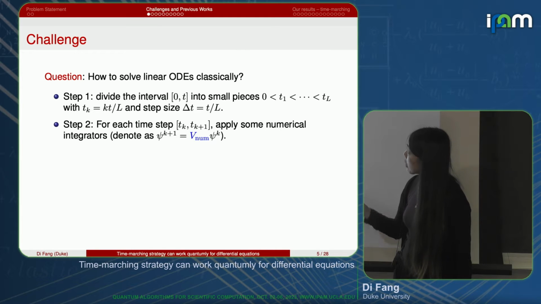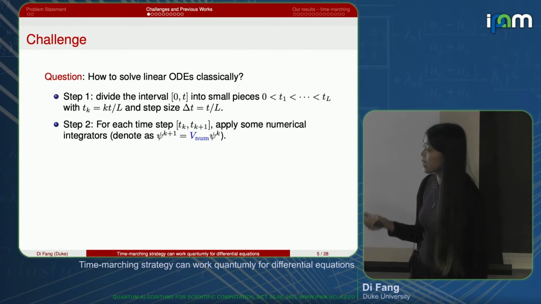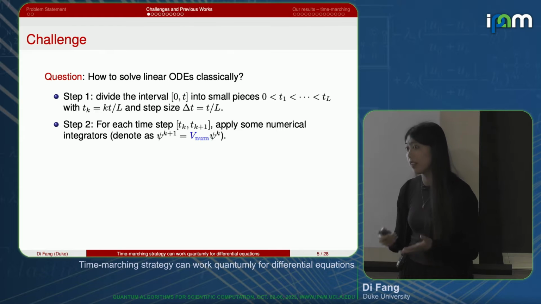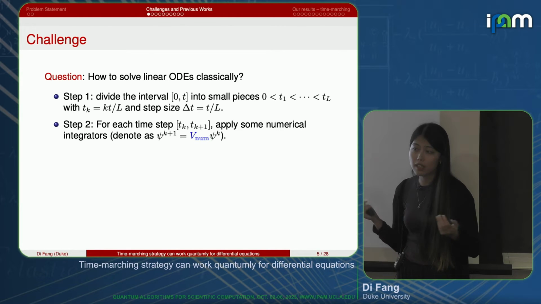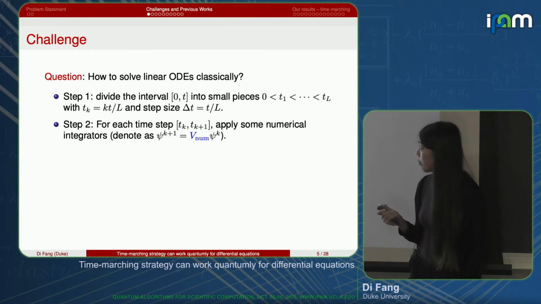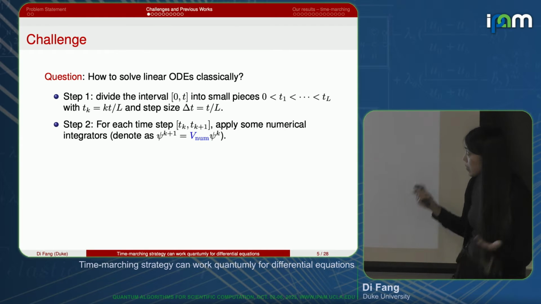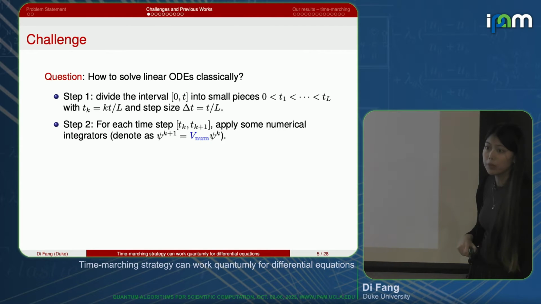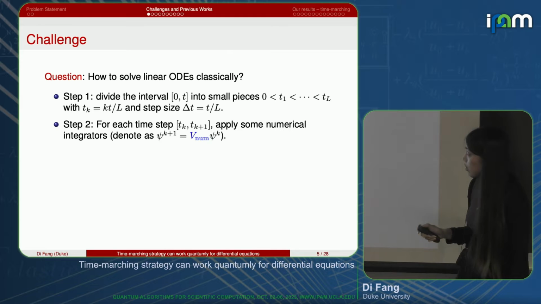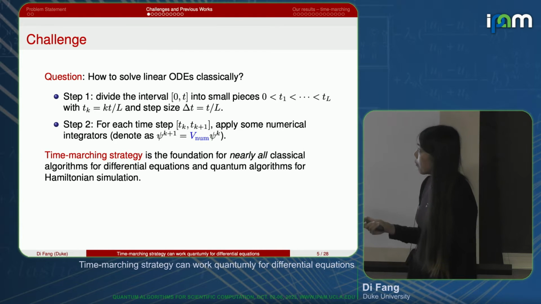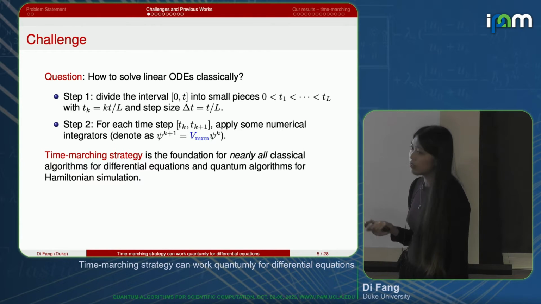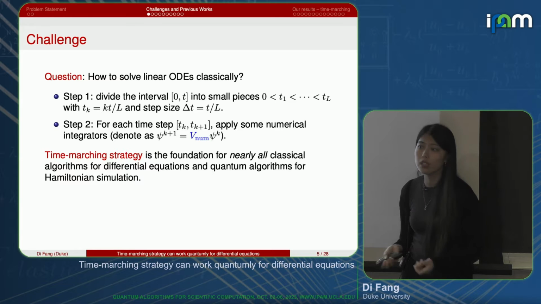So step 1, we chop into pieces. Second, we can choose any arbitrary numerical integrator as long as it has good, say, consistent property, it has good approximation, and then you can piece these together. This is a general recipe for us to design an algorithm, and you get an algorithm. So I want to say that this time marching strategy is really the foundation or the starting point for nearly all classical algorithms. As well as if you think about how we design the quantum algorithm for time-dependent Hamiltonian simulation, we do the same thing.